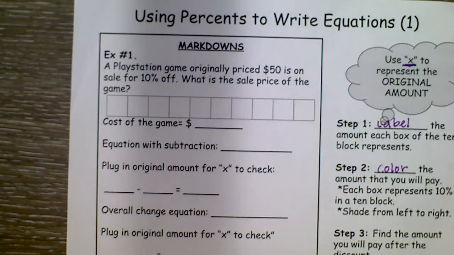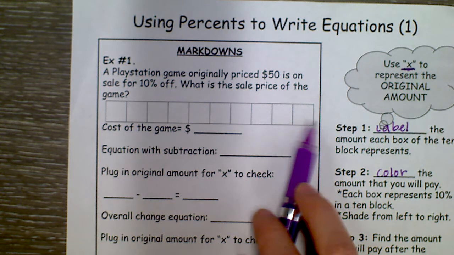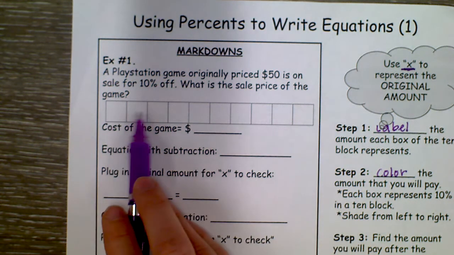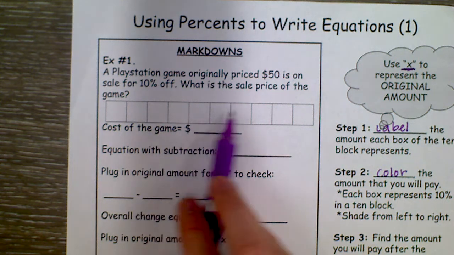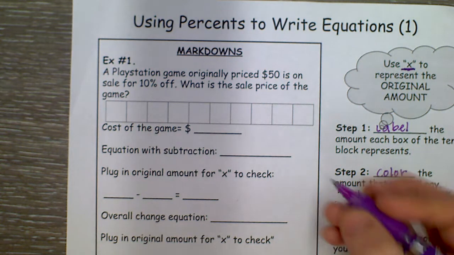Come up here to example 1. It says a PlayStation game originally priced at $50 is on sale for 10% off. What is the sale price of the game? Well, if you have 10 blocks, those 10 blocks represent 100%. Each block represents 10% of the price. 10% of 50 you should be able to do in your head fairly quickly.